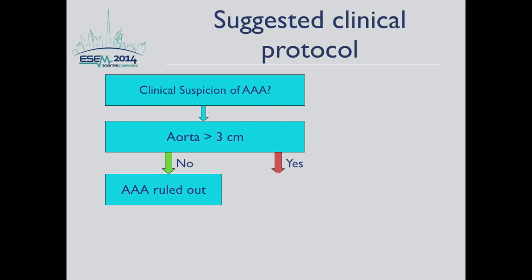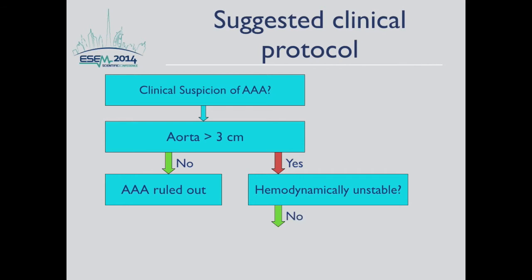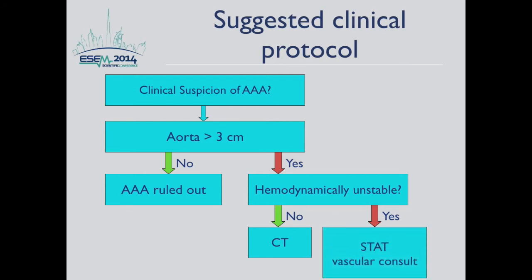However, if you detect an abdominal aorta greater than 3 cm, you should assess the patient's hemodynamic stability. If the patient is hemodynamically stable, then further testing is indicated to further evaluate the pathology. However, if the patient is hemodynamically unstable, a stat vascular consult is recommended and a stat type and screen as well as cross-match for blood, because the patient might rapidly become hemodynamically unstable, leading to cardiovascular collapse.